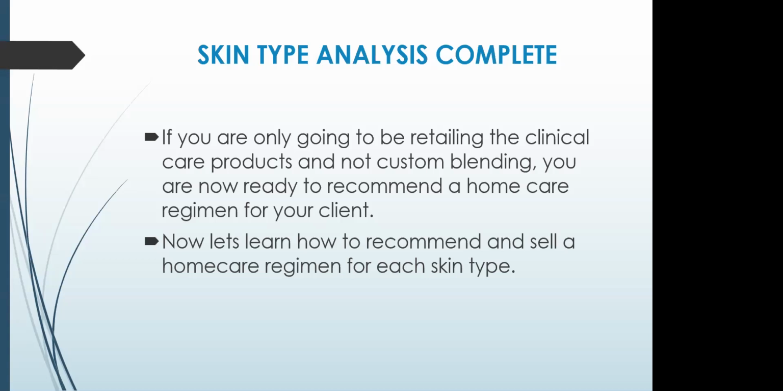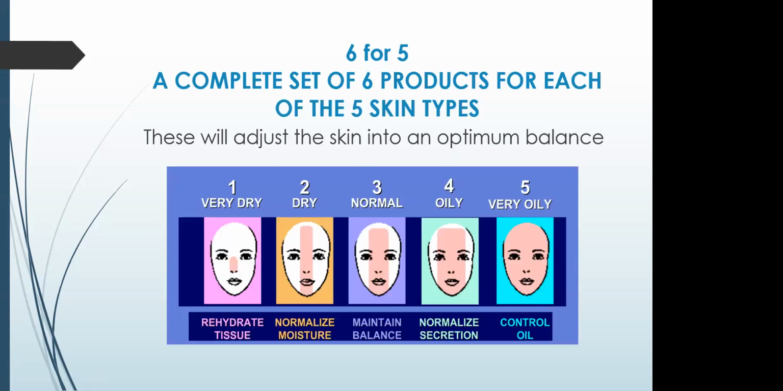So now let's learn how to recommend and sell your home care regimen for each of your skin types. Slide is frozen. There we go. So for our skincare, when you're selling the Only Yours products, it's called 6 for 5. We have a complete set of 6 products for each of the 5 skin types. These products will adjust the skin into its optimum balance. So keep this in mind.